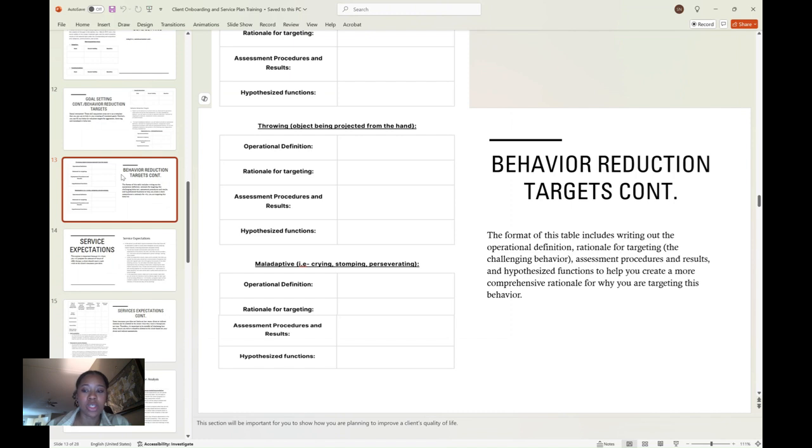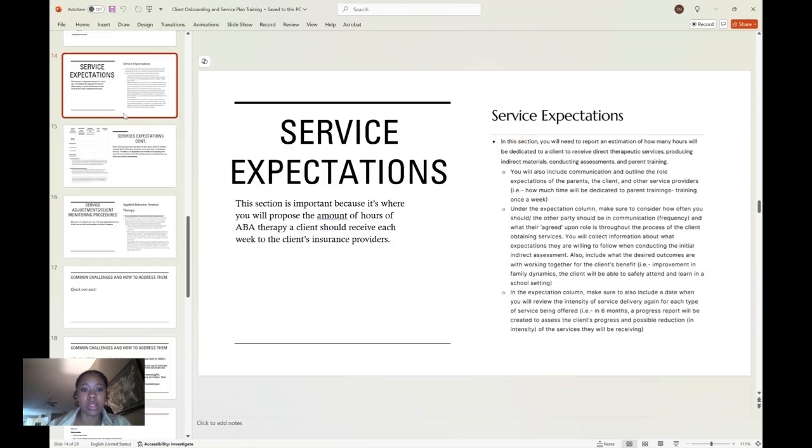For the behavior reduction targets, similarly to how we were looking at the skill acquisition areas, here you're looking at different sections like throwing behaviors or maladaptive behaviors, or as we saw in the previous slide, the aggression kind of behaviors. And this table was formatted this way so that it can provide a comprehensive rationale for why you are targeting these behaviors.